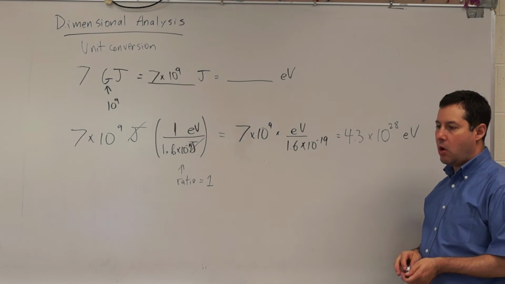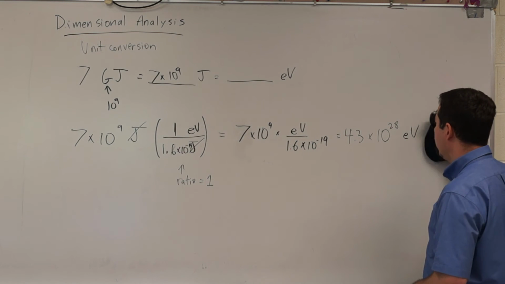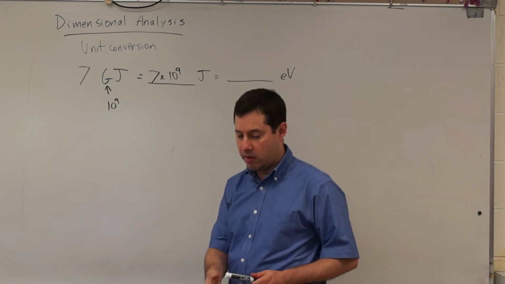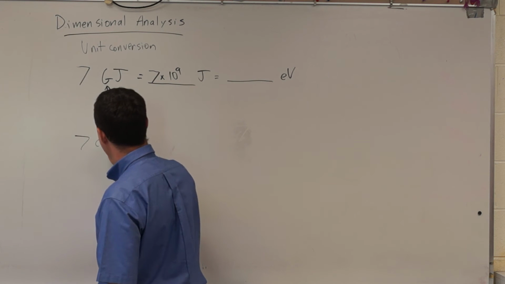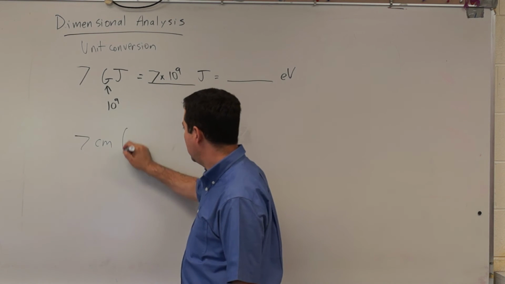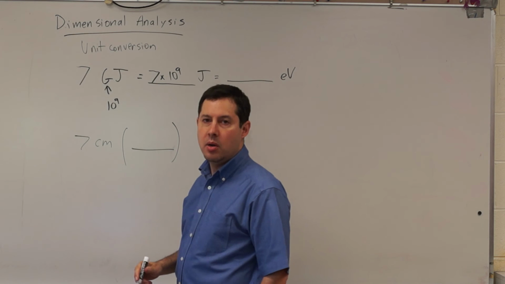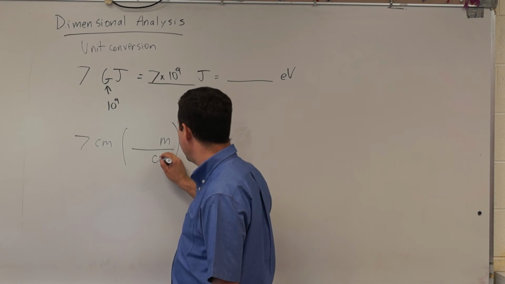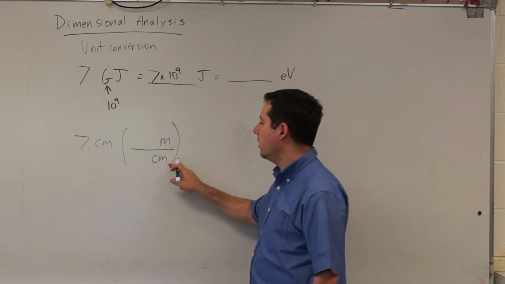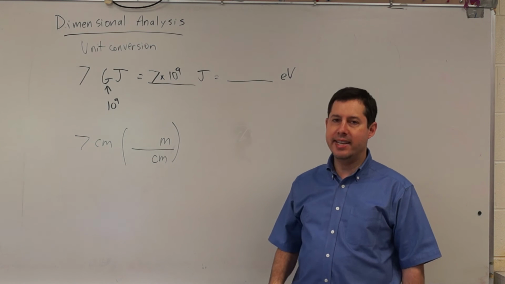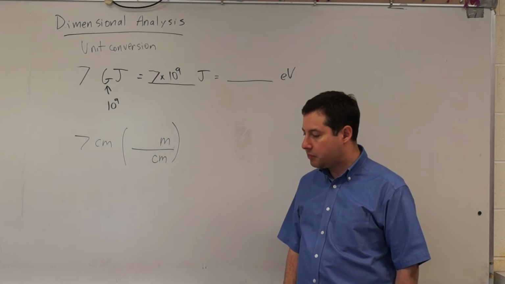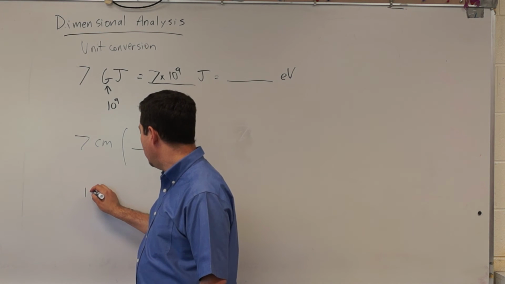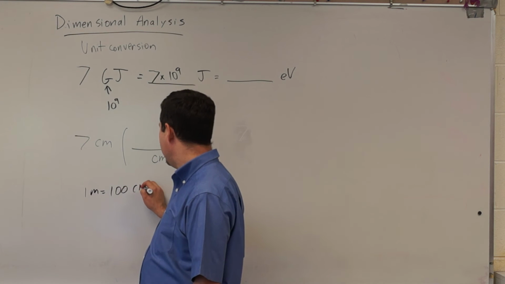Now let's say you do this the wrong way. You should figure that out pretty quickly. Let's say, for example, you want to change something like 7 centimeters into meters. You know that you need to put a ratio here where the top gets you the unit you want, meters, and the bottom gets you the unit you want to get rid of, centimeters, because when you multiply centimeters by a fraction where it's 1 over centimeters, then those centimeters will get canceled out. And you know that 1 meter equals 100 centimeters.